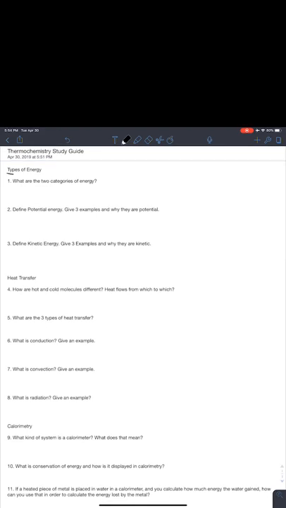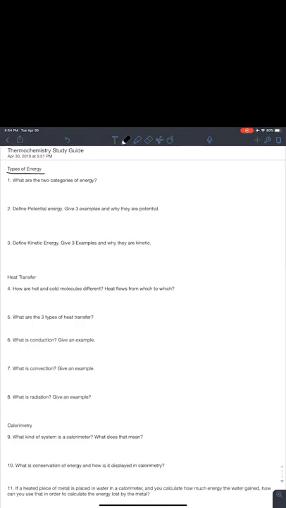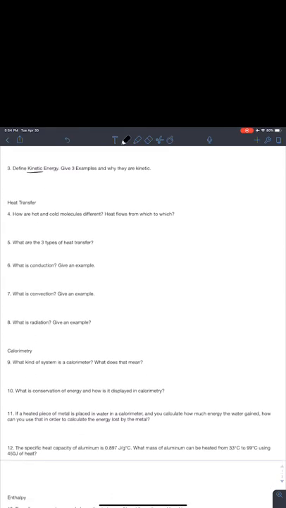Here we've got types of energy. Pretty straightforward, two categories. Oh, look at that, I'm right there. So understanding what the two different types of energy are, the two major categories of energy, what makes something kinetic, what makes something potential, things like that.